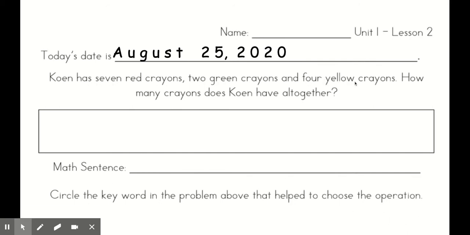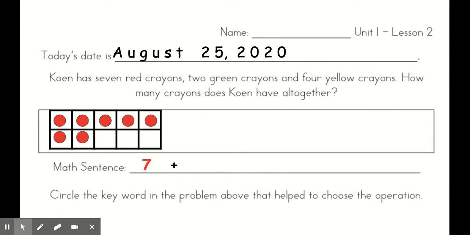crayons, and 4 yellow crayons. How many crayons does Cohen have all together? And there's that key word that we've had before, all together. You're combining the 7 crayons that are red with the 2 crayons that are green. And so if you draw your tens frame and you represent the 7 red crayons with dots. So we do know by having red all together, this will be adding.